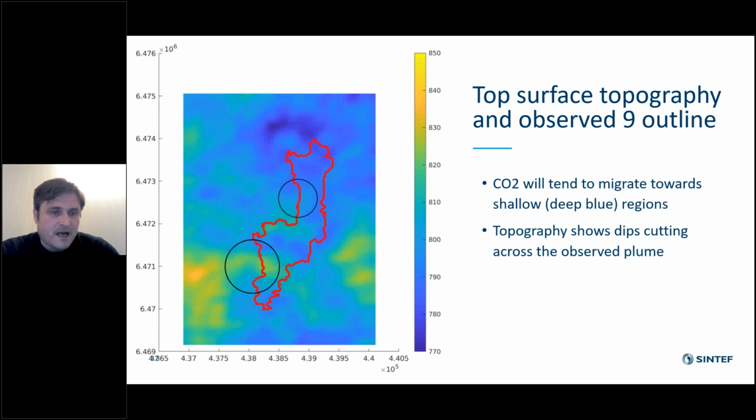Since CO2 will need to migrate upwards, the topography of the top surface is very important in determining the actual shape of the plume. This is similar to how the shape of a lake is very much determined by the topography of the terrain. So by comparing the top surface of the model with the observed outline, we conclude that these are not really compatible. We have these ridges in the geometry of the grid that cut through the observed outline. And we conclude here that a good shape match is not actually possible without modifying the top surface. Next slide.